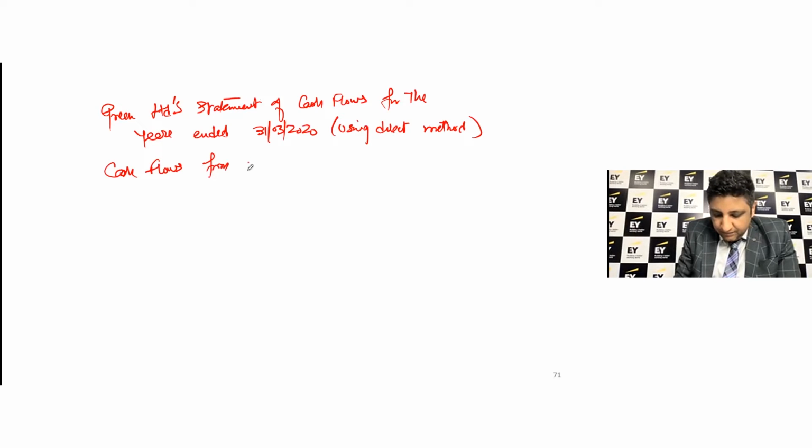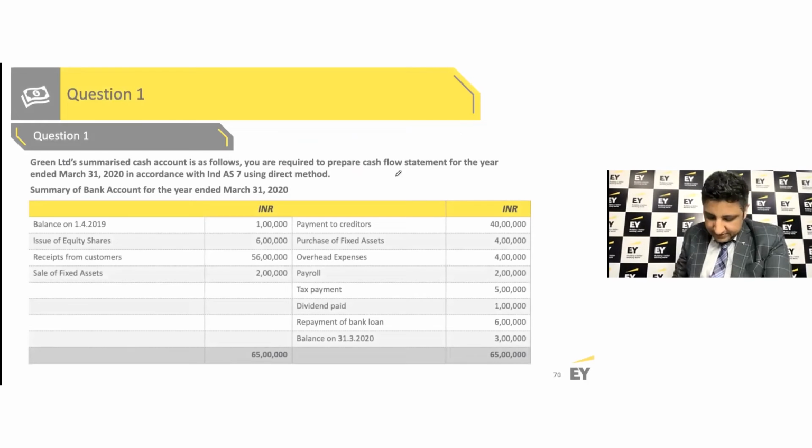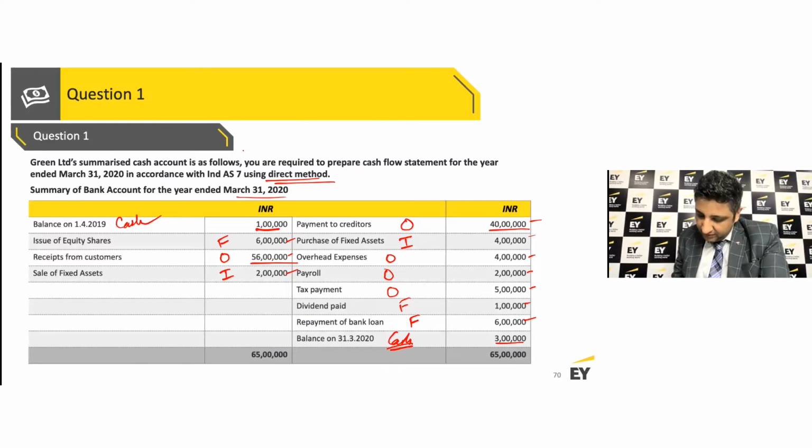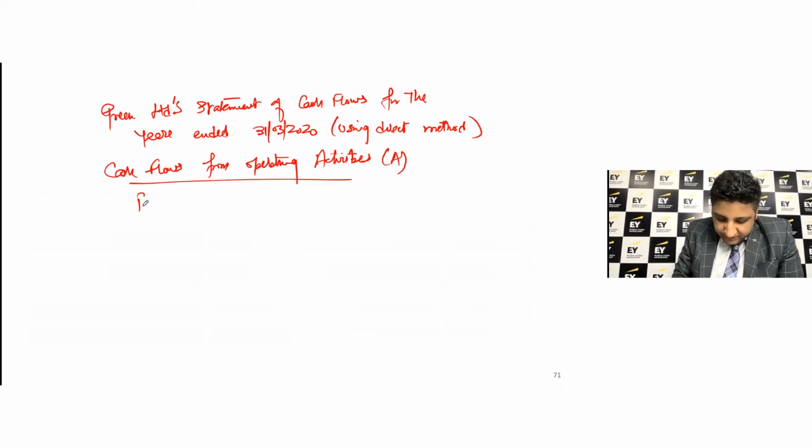Now we start with cash flows from operating activities. That's our first categorization. So let's say it's A, and we are aware that receipt from customers is 56 lakh, and then there are all outflows, 40 lakh to creditors, 4 lakhs of overheads, payroll, and then the tax payments. They're all the amounts. So what we do is basically we take the receipts first. So we are saying receipts from customers, which is 56 lakhs.